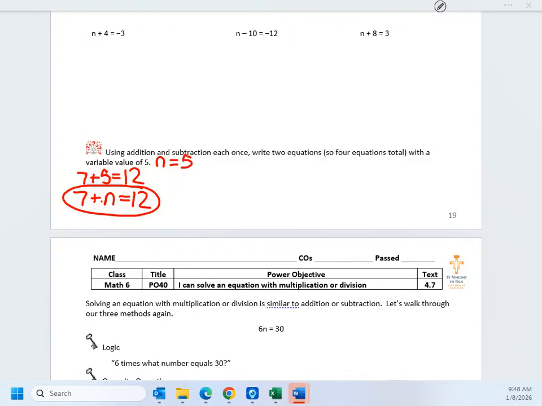Does that make sense? So write an equation using 5, 2 with adding, 2 with subtracting, different equations. You take out the 5 and you put in the n. So I gave you 1. You need to do another addition and 2 subtractions. Okay? Any questions on today's work?